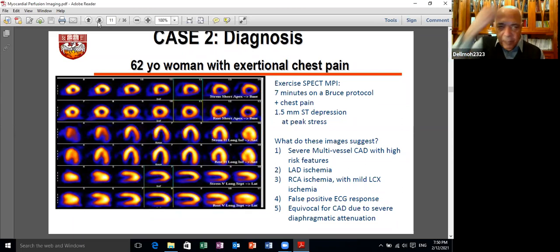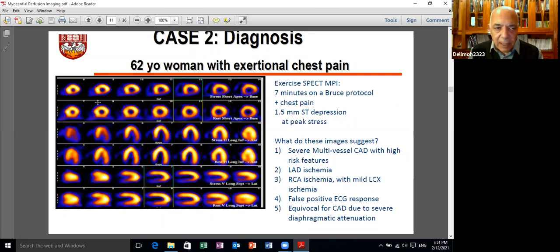Let me explain the pictures for those who are not acquainted with this kind of imaging. Now, as you see here, you have 3 double rows. This is one row, which is the short axis cuts. This is the horizontal long axis, and this is the vertical long axis. The upper one of each couple of these is the exercise. This is the exercise. This is the exercise. The lower one is the rest imaging.